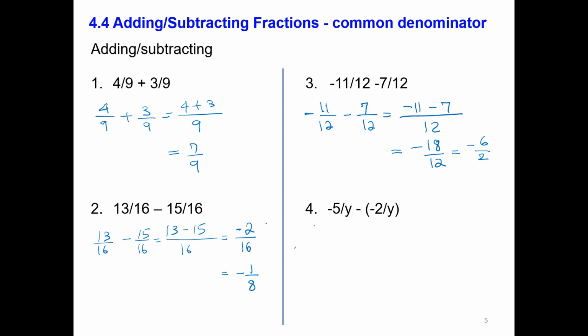Sorry, here I had a mistake. We divide by 3, this will be negative 6 over 4. But we can reduce more. If we divide by 2, it will be negative 3 over 2. And this will be negative 3 over 2.